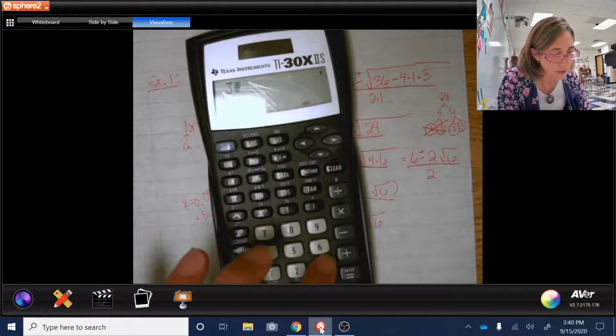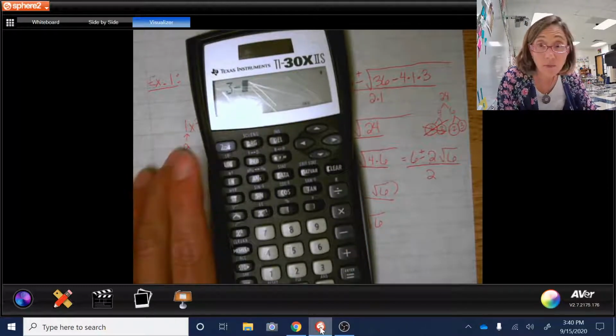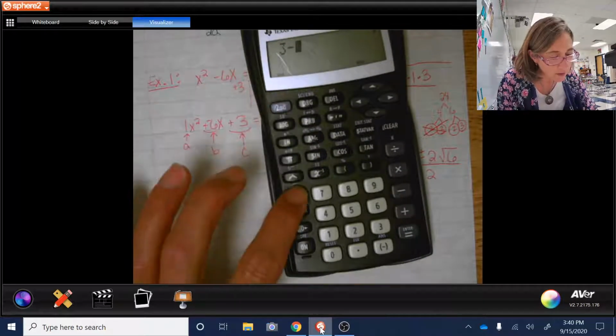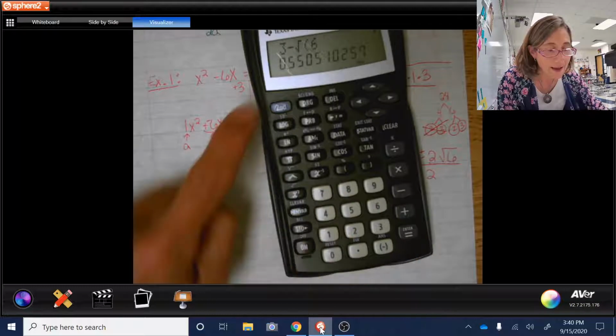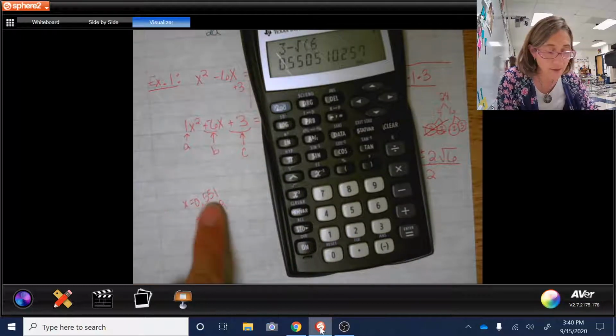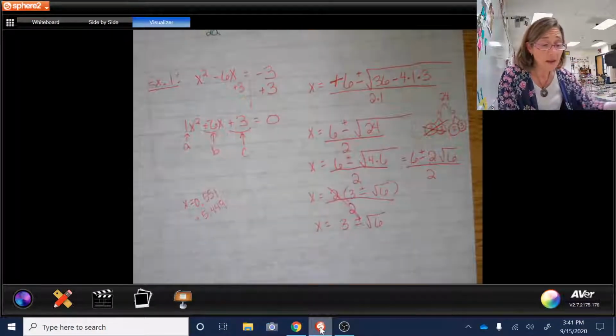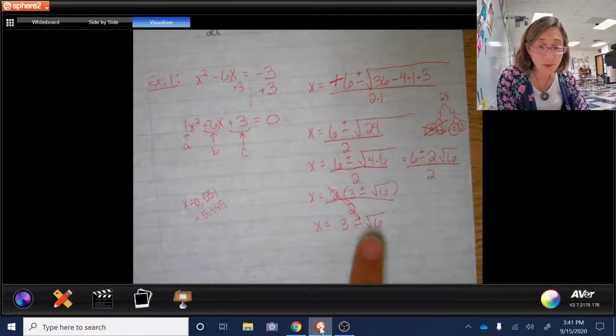And then if I go 3 minus, oh, can't see that screen, can you? 3 minus the square root of 6. Hey, that matches my first x-intercept of 0.551 approximately. So we like the radical form better. This is more accurate, okay?